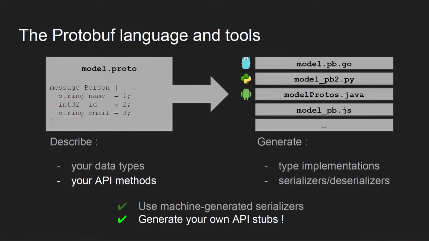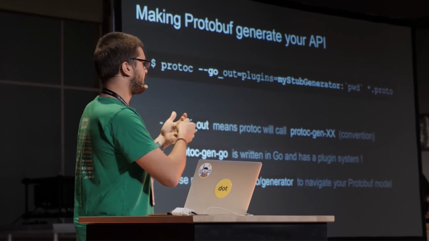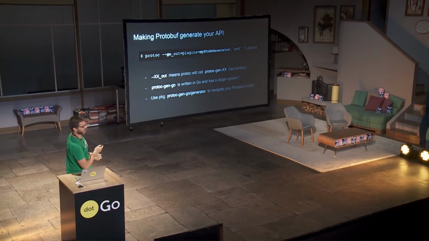Something even better is that you can describe your API methods. That's meant for gRPC. And actually, you can generate your own API stubs out of this description. How to do that? It's this way. Basically, the protobuf compiler will call some generators. protoc-gen-go is the generator for Go code, starting from protobuf descriptions. And it's actually written in Go and has a plugin system. So you can write a plugin for this and navigate your protobuf model and produce the output that you want.